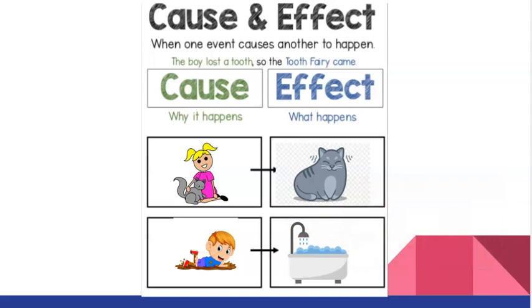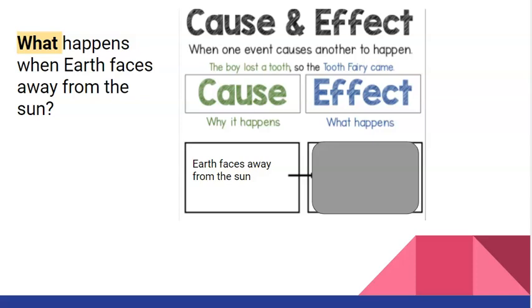So, cause and effect. I have some questions here that are going to help us be able to identify cause and effect. So, my first question says, what happens when Earth faces away from the sun? And Ms. Kelly highlighted that word what because it actually tells us what we're looking for. If I need to know what happens, I'm looking for the effect, the what. So I already know the cause. The cause is that Earth faces away from the sun. And I need to think what happens because the Earth faces away from the sun.